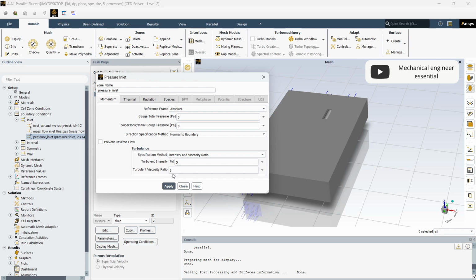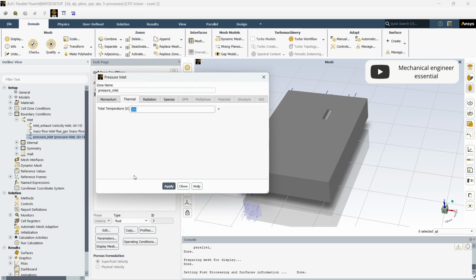2. Thermal settings. In the Thermal tab, we set total temperature equals 293.15 Kelvin, which is 20 centigrade. This value sets the incoming air temperature. We're assuming that fresh air entering from outside is at room temperature.